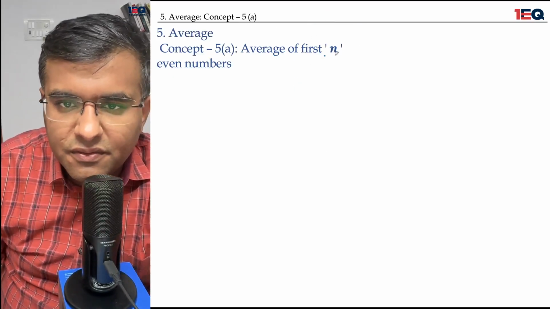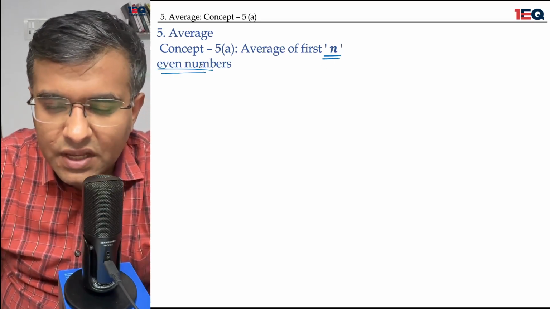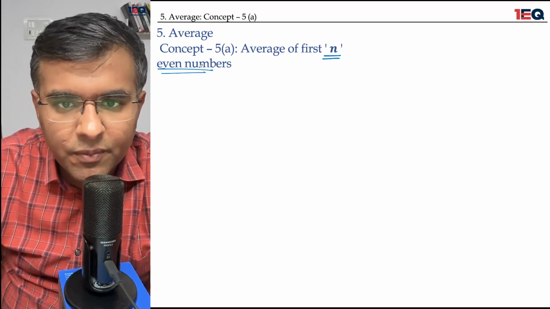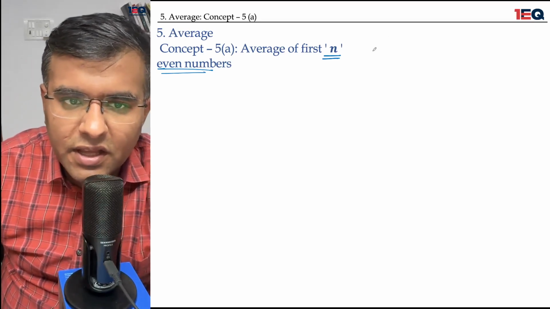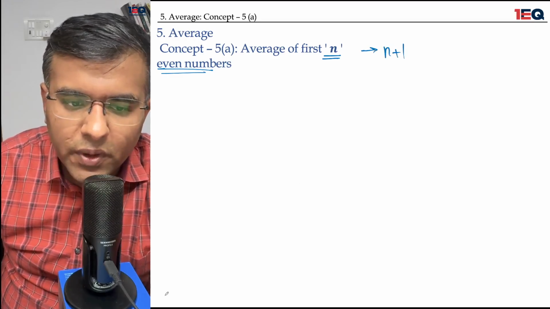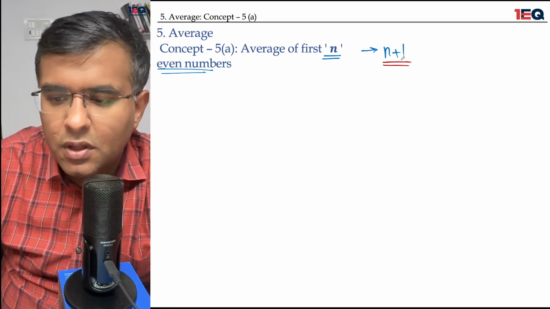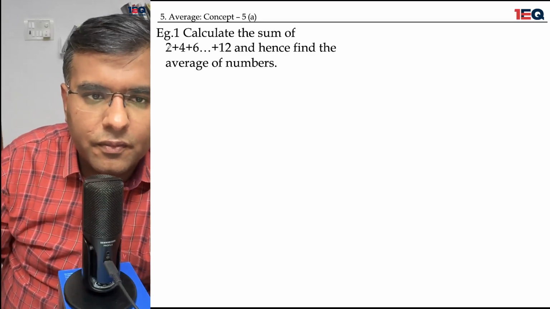The average of the first n even numbers. I've already talked about this, that the average of the first n even numbers is n plus 1. Let me take it forward.